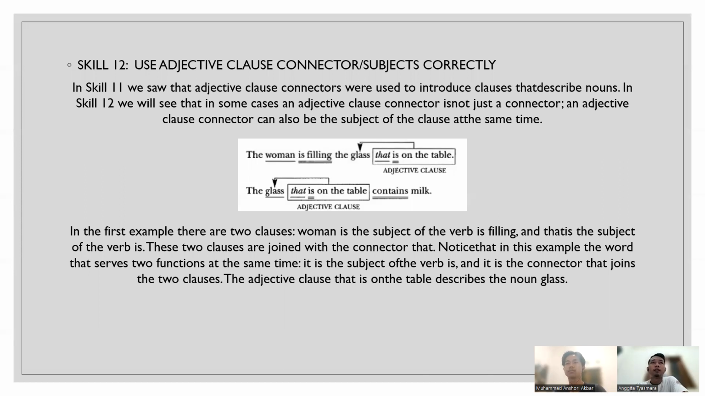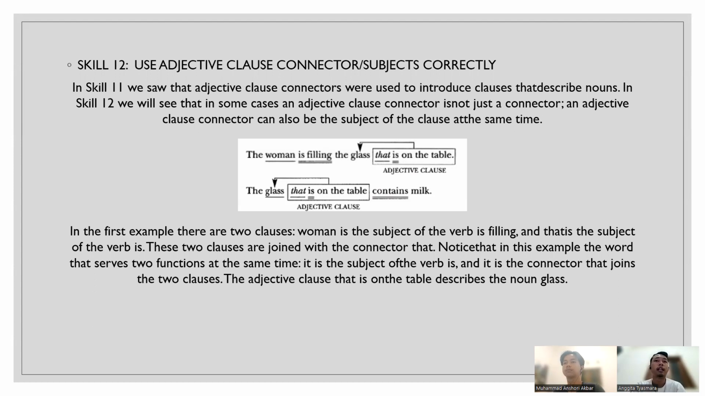Okay, in skill 12, use adjective clause connector or subject correctly. In skill 11, we saw that adjective clause connectors were used to introduce clauses that describe nouns. In skill 12, we will see that in some cases, an adjective clause connector is not just a connector. An adjective clause connector can also be the subject of the clause at the same time.